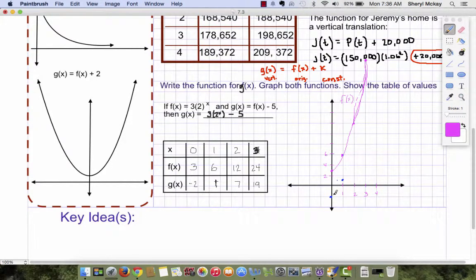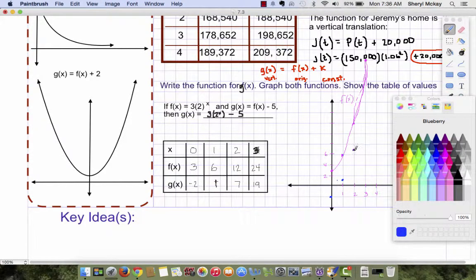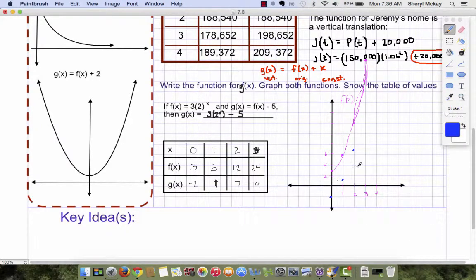So when x is 0, g of x is -2. When x is 1, g of x is 1. When x is 2, g of x is 7. So right about there. Back to blue. When x is 3, g of x is 19. So let's see, we've got 8, 10, 12, 14, 16, 18, 20. So we go down 1 to right there.